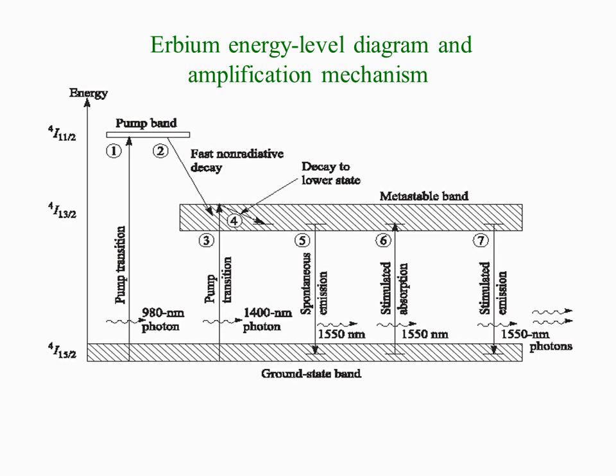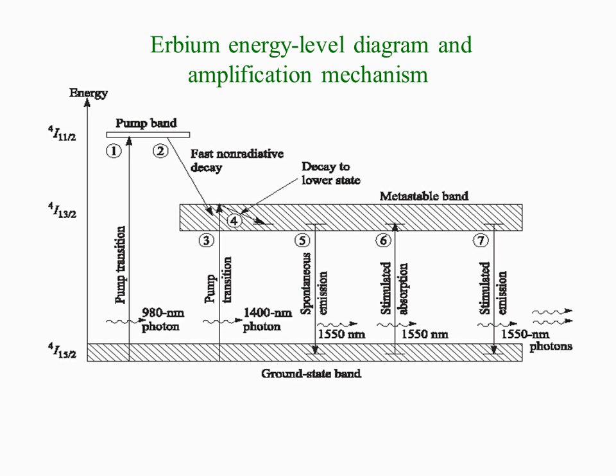Next, the pump transition, what will happen? It is defined between the metastable and ground state bands. The pump energy is in the form of 980 nanometer or 1400 nanometer photons, but the input optical signal has a wavelength of 1550 nanometer. So it is explained with two pump wavelengths: one is 980 nanometer, another one is 1400 nanometer.